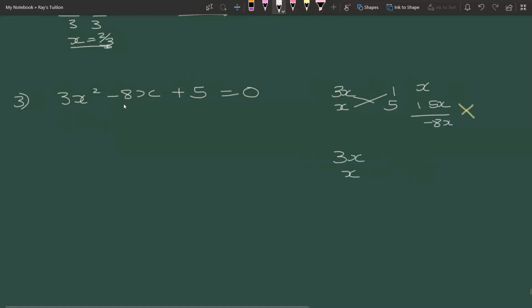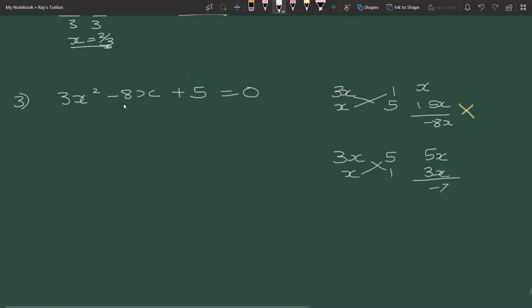So what we have is 3 and 5 are prime numbers. So what we can do is only swap it around. Don't swap both around, because then you're going to get the same situation. Swap one pair around. So the 3 and x I'm leaving the same, but the 5 I'll swap it around and write 5 and 1. Then I get 5x and 3x.